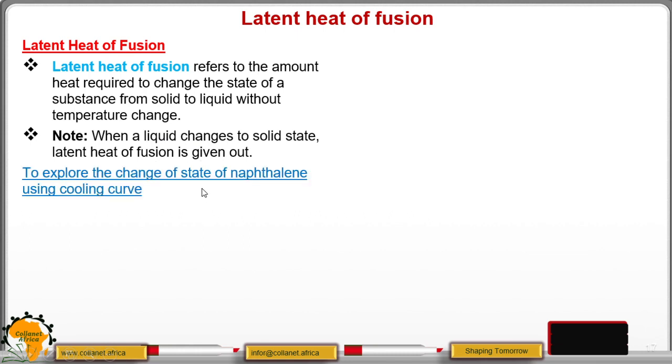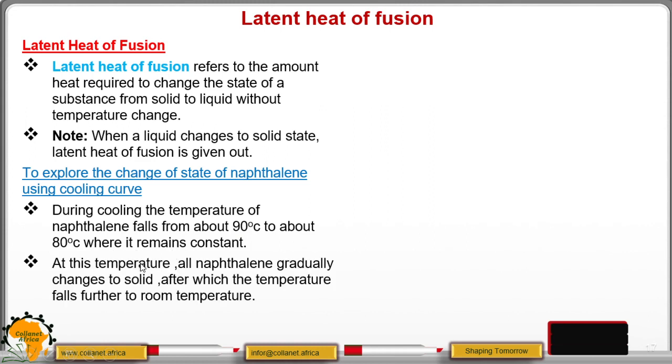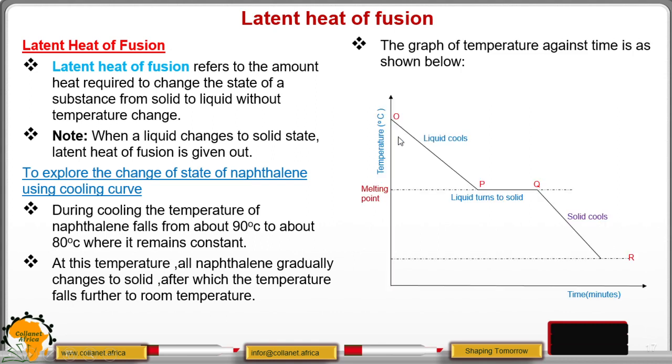Let us explore the change of state of naphthalene using a cooling curve. First of all, we heat naphthalene to about 100 degrees Celsius. Then using the thermometer, we check the temperature as the naphthalene changes its state. During cooling, the temperature of naphthalene falls from about 90 degrees Celsius to about 80 degrees Celsius, where it remains constant. At this particular temperature, all the naphthalene gradually changes to solid, after which the temperature falls to room temperature. And this can be explained using a graph.